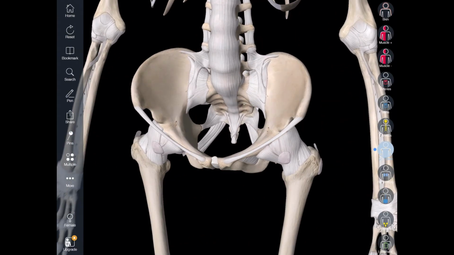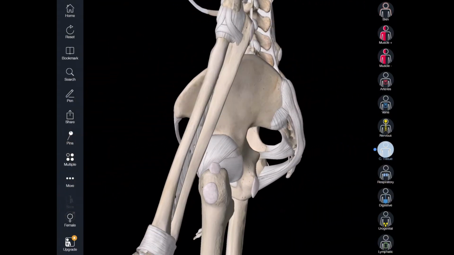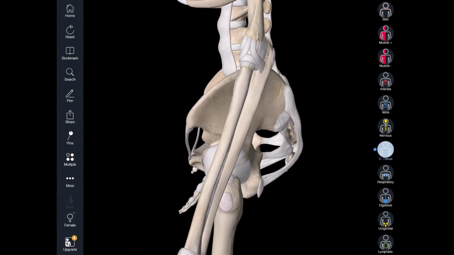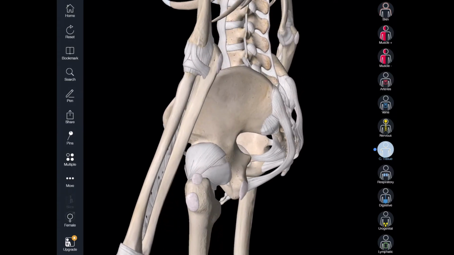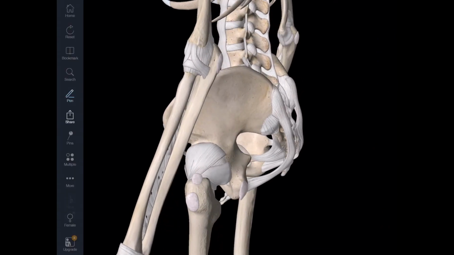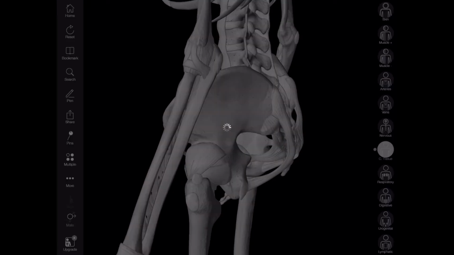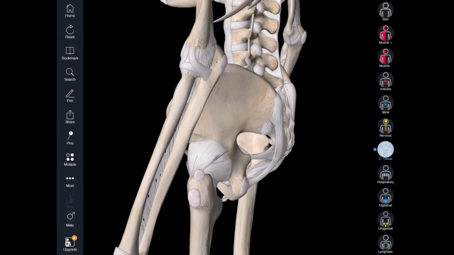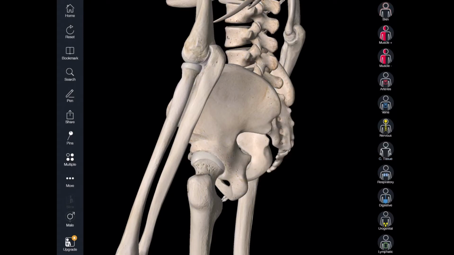Let's see, other differences. We talked about the greater sciatic notch. So see the greater sciatic notch here in the female pelvis? That's right here. If we switch to the male pelvis, it's narrower. Again, that doesn't look strikingly different, but it is different. It is narrower in the male pelvis. Let's take off connective tissue.